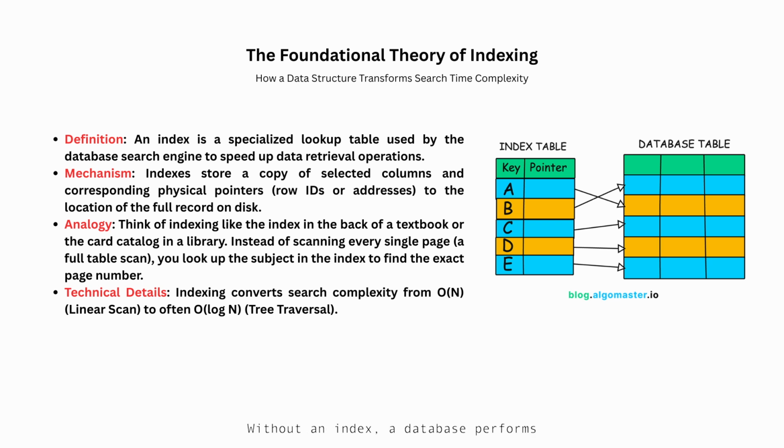Without an index, a database performs a full table scan. It reads every block sequentially from start to finish to find a match. That is an O(n) operation, linear complexity. If you double the data, you double the search time. An index creates a separate data structure that stores a specific column value alongside a physical pointer to the row's location on the disk. By sorting this structure, we convert that search from a linear scan to a tree traversal, which is O(log n) complexity. In practical terms, searching a million rows might take a million operations without an index, but only 20 operations with one.